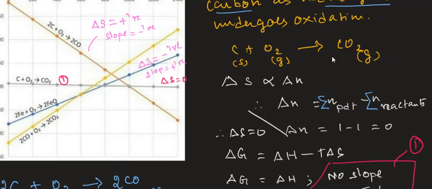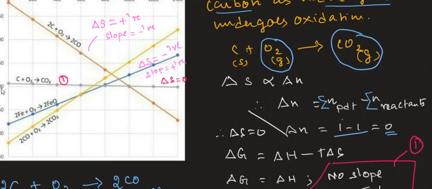Now when you look here, we have got only one product, that is 1 mole. So I can put 1. And what about the reactant gas? That is 1 mole, and carbon is solid, so we should not take it into account. So we have to consider 1 mole of reactant gas and 1 mole of product gas. Therefore 1 minus 1 is equal to 0. So in that case, the slope is 0.